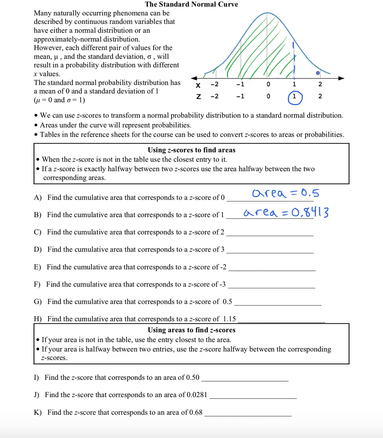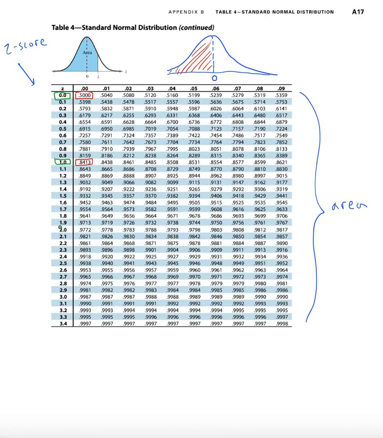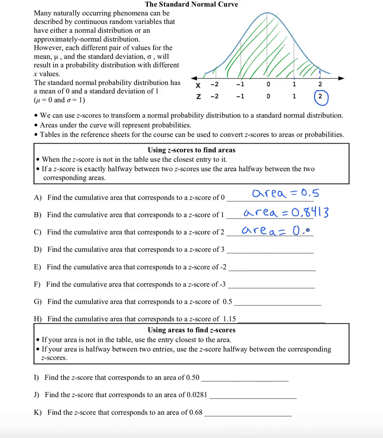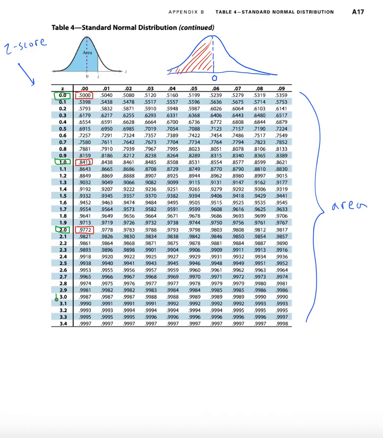How about the area to the left of a z-score of 2? Move our boundary. Shade all the way over to here. It's almost all the area. All the area under the curve is 1. Let's see what this one ends up being. There's our 2. Our area will be 0.9772. And how about the area to the left of a z of 3? That's not even on the picture above, but it is on the table. It's right here. 0.9987.